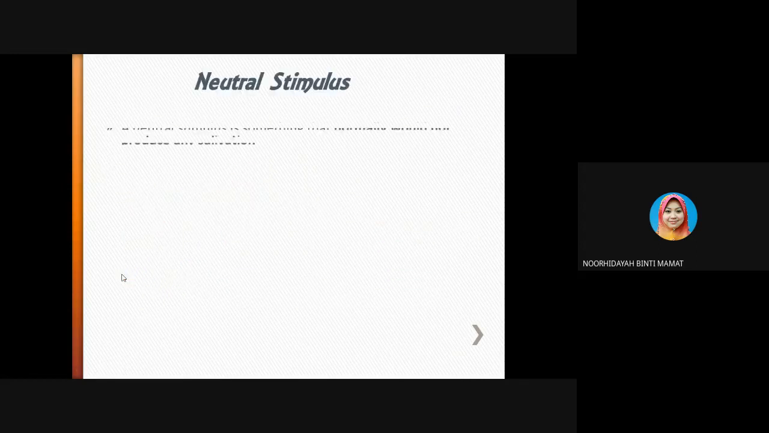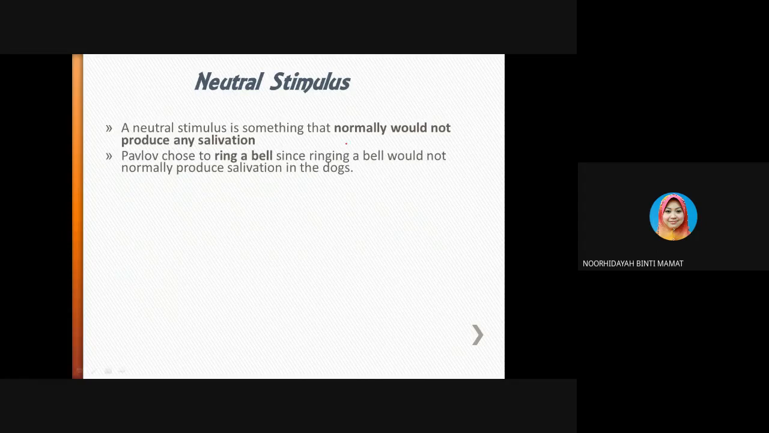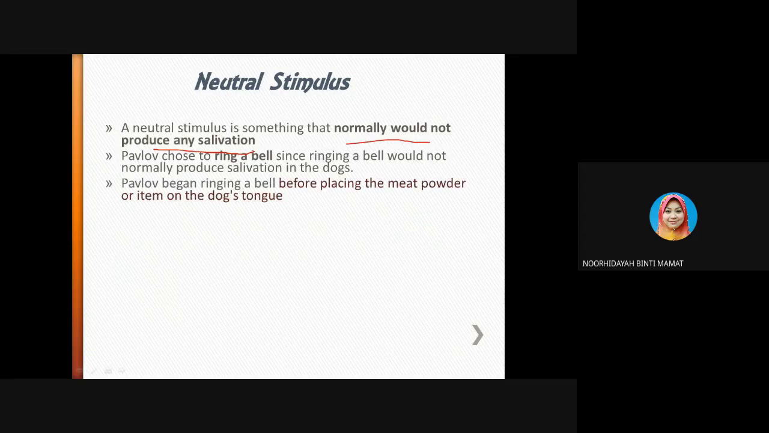Okay. Then the neutral stimulus. The neutral stimulus is something that normally would not produce any salivation. So in here, Pavlov chose a ringing bell, since a ringing bell would not normally produce any salivation in the dog. Okay. So this is what we call the neutral stimulus. That is something that normally would not produce any certain behavior. So in here, Pavlov chose a ringing bell.